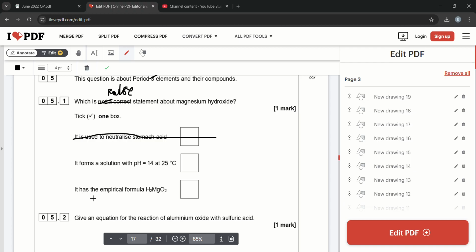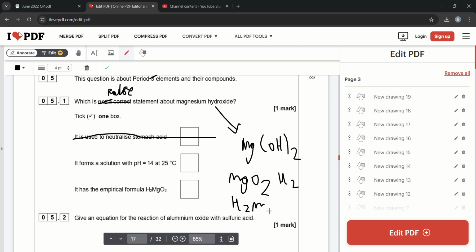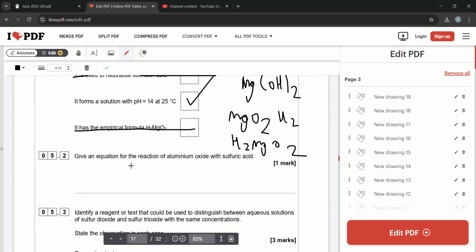It has the empirical formula H2MgO2. Well, let's think about it. Magnesium hydroxide, Mg(OH)2. So yes, you would get MgO2H2, which is the same as H2MgO2. So that is true as well. Therefore this one must be false: forms a solution with pH equals 14 at 25 degrees Celsius. Most of these 1 markers where it's tick a box, you can just do by trial and error, understanding that's true, so that must be false, or vice versa.